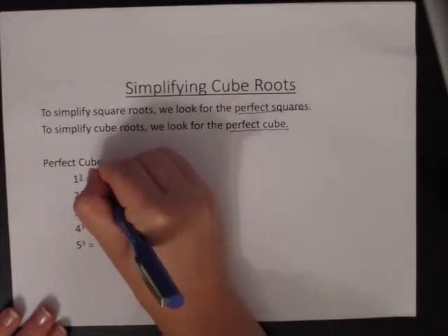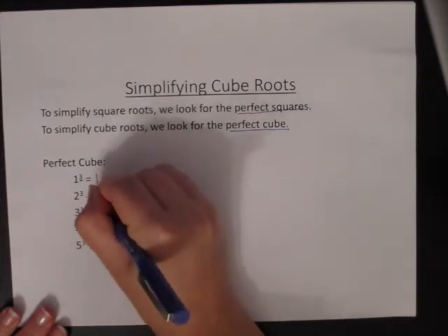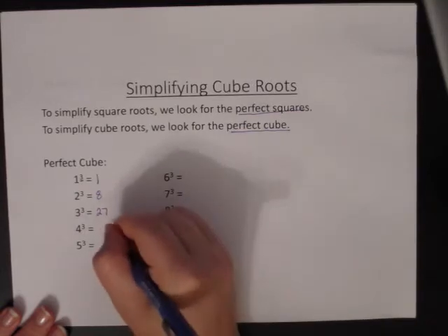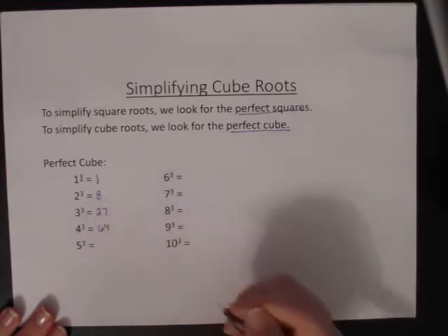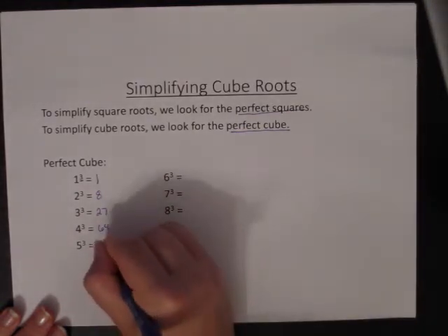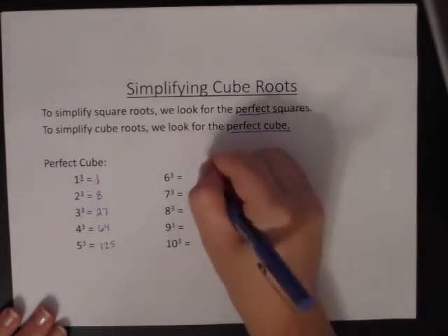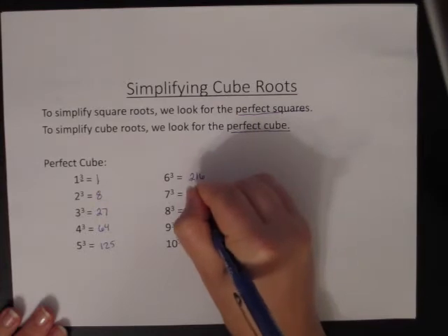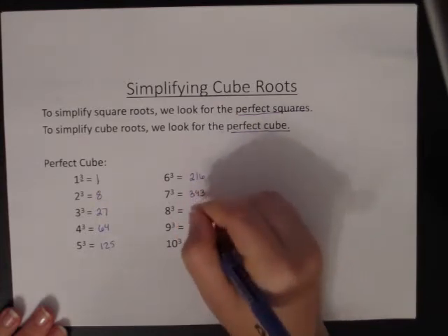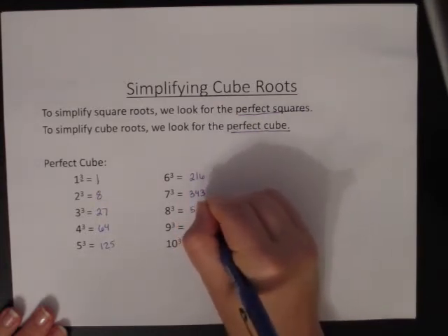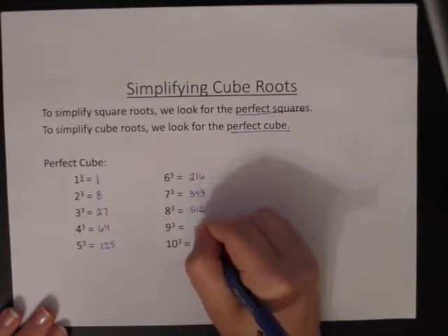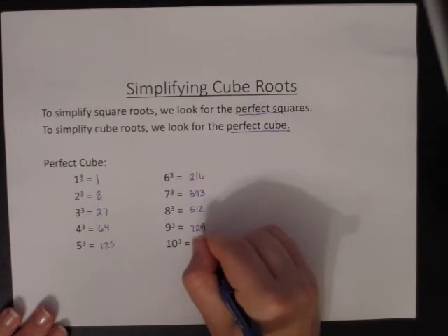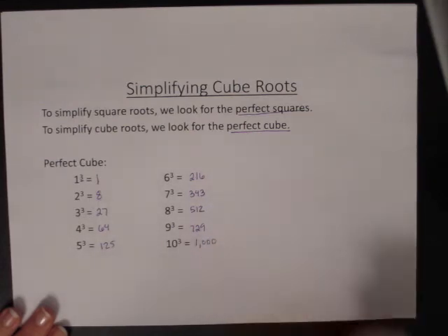1 times 1 times 1 is 1. 2 times 2 times 2 is 8. 3 times 3 times 3 is 27. 4 times 4 times 4 is 64. 5 times 5 times 5 is 125. 6 times 6 times 6 is 216. 7 times 7 times 7 is 343. 8 times 8 times 8 is 512. 9 times 9 times 9 is 729. And 10 times 10 times 10 is 1000.